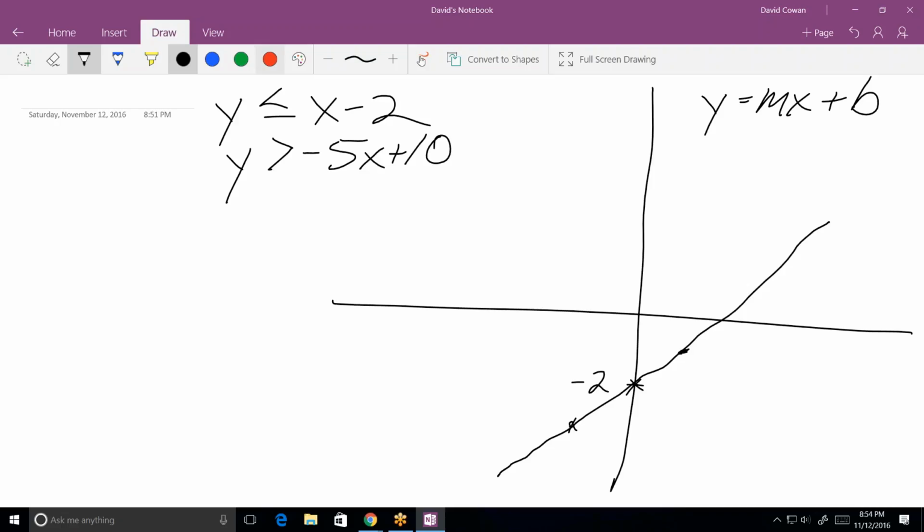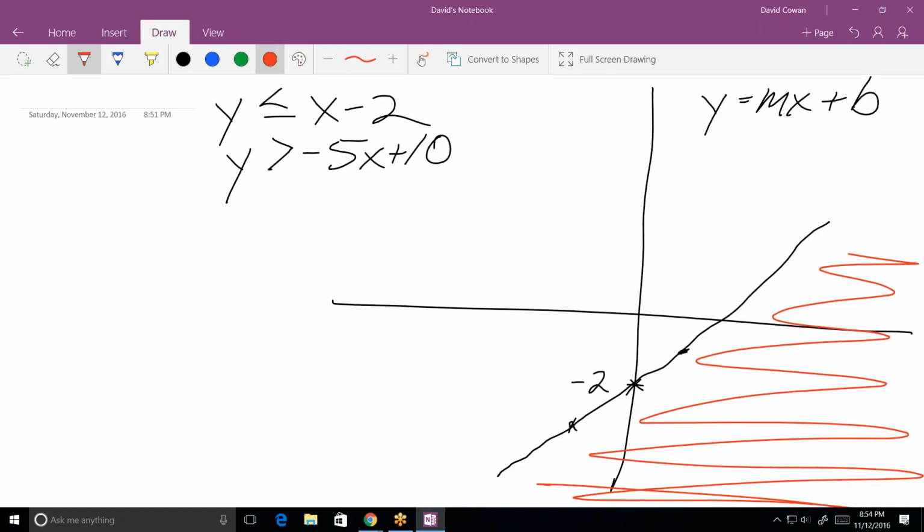Which side of that line do I shade? And it is a solid line because it's less than or equal. Below. Correct. Because it's less than. Right, exactly. All I'm looking for is the y-axis. I'm not even talking about right or left. Never say right or left. It's always above or below the line.